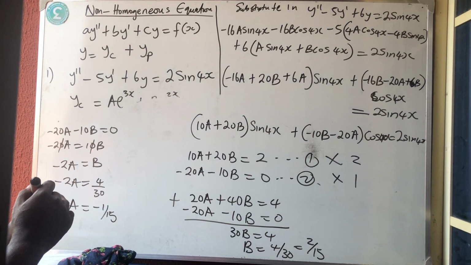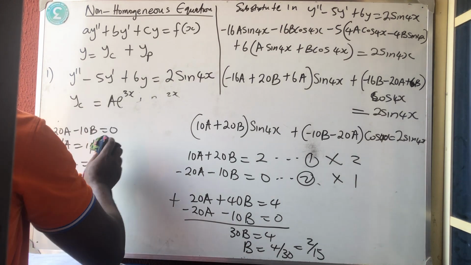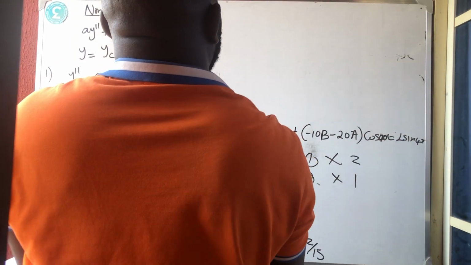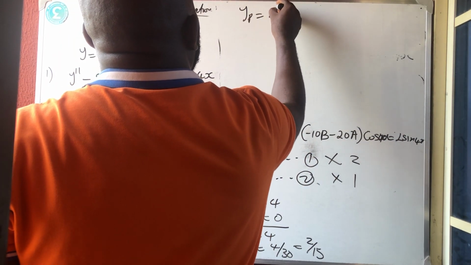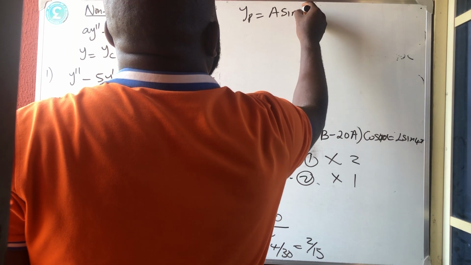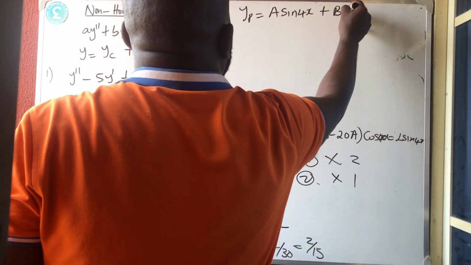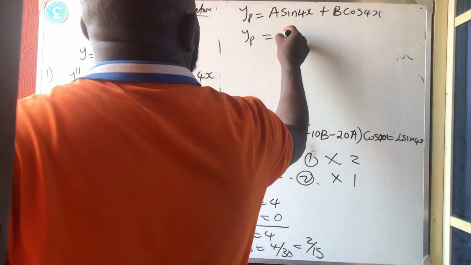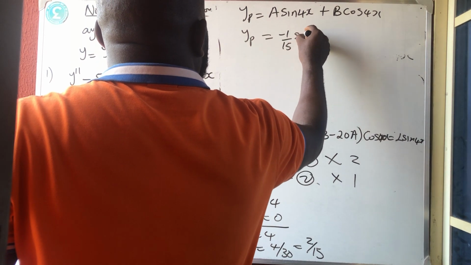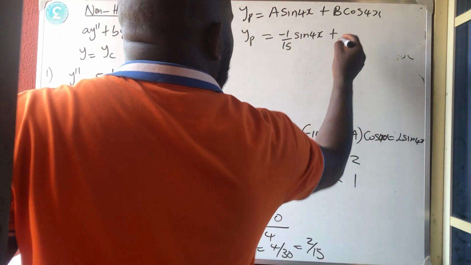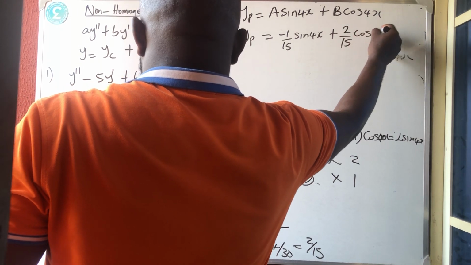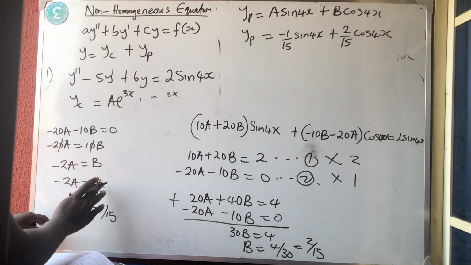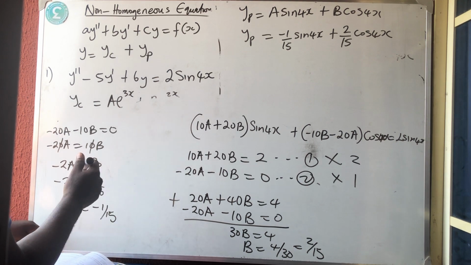Since I've gotten my a and b, don't forget that my yp is equal to A sine 4x plus B cos 4x. So my yp is equal to minus 1 over 15 sine 4x plus 2 over 15 cos 4x. Sorry, this is 4 over 30, that is 2 over 15.